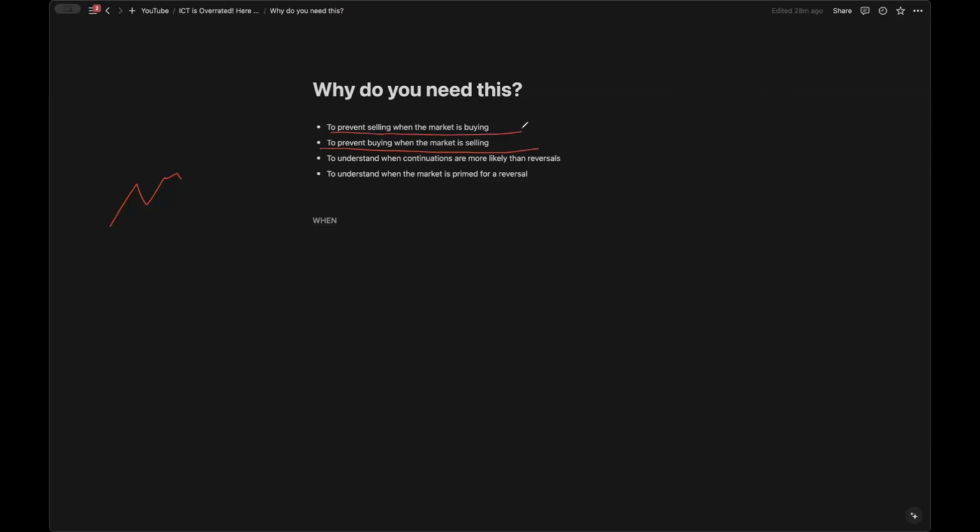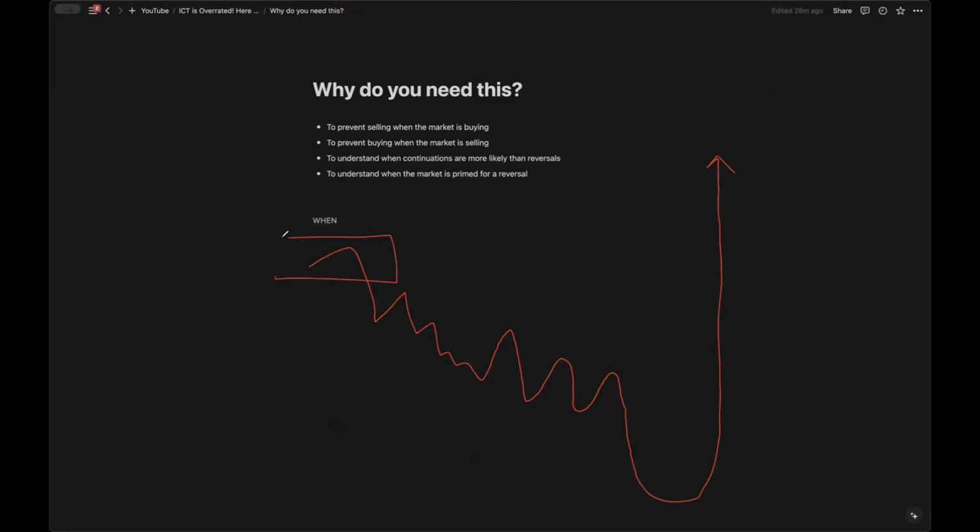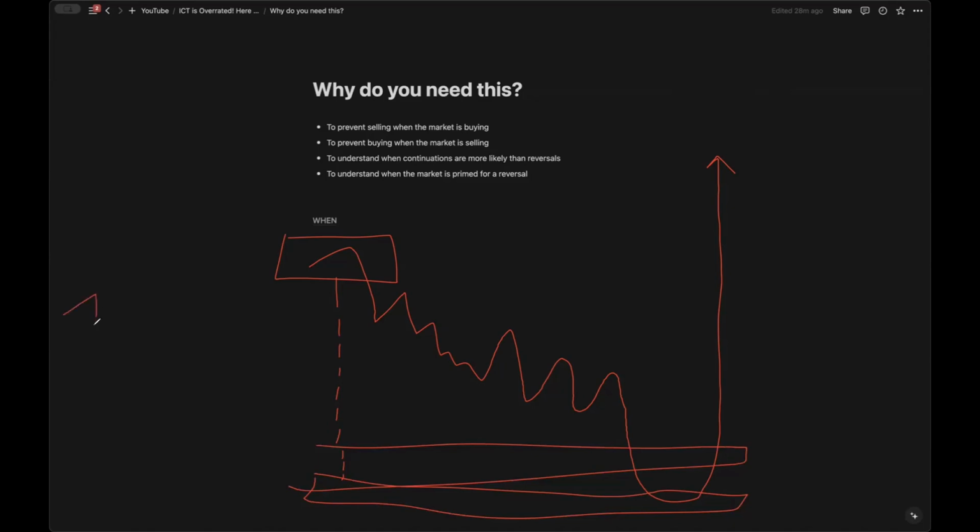Actually, prevent selling when the market is buying. So people that buy when the market is selling are trying to buy, fail, buy, fail, buy, fail. And then when they give up, wow, up it goes. That's because the low of the day is already predetermined to be here or somewhere here, because sometimes price jabs a bit more and then only reverses, right?